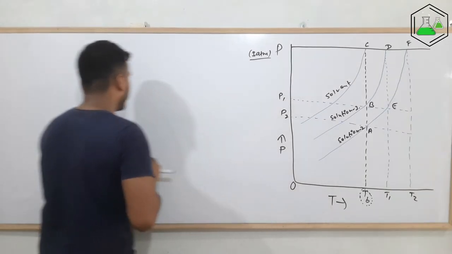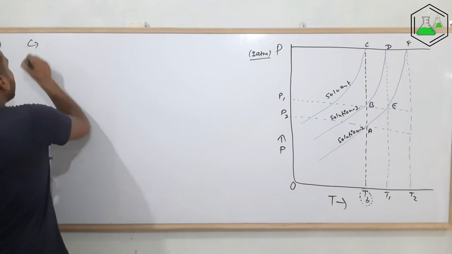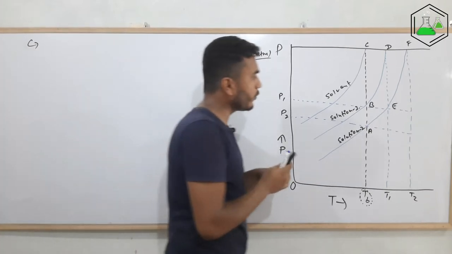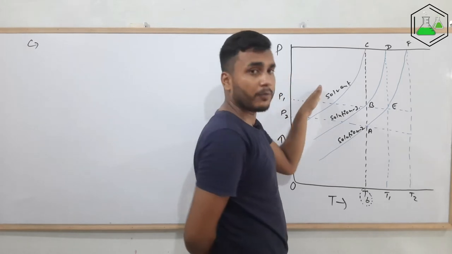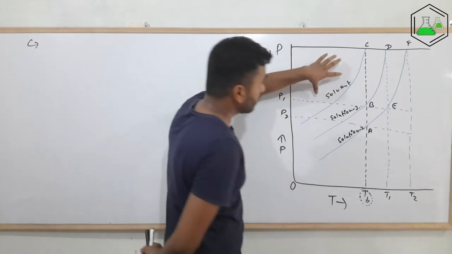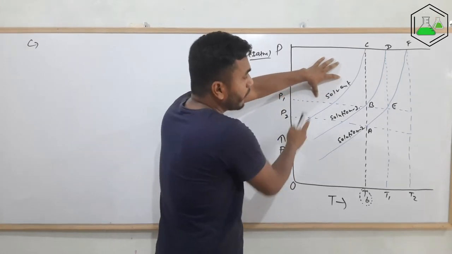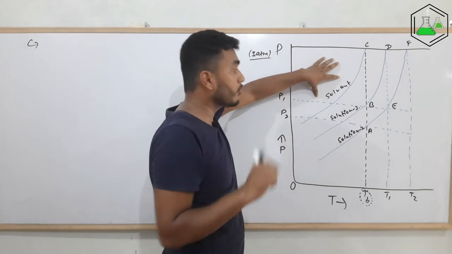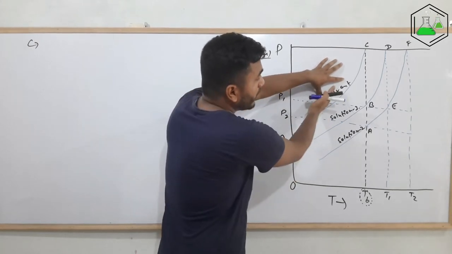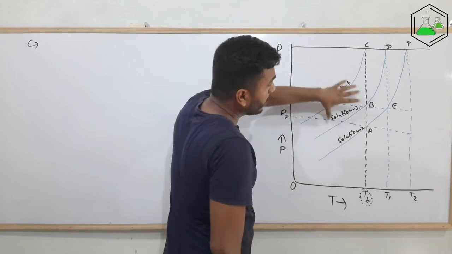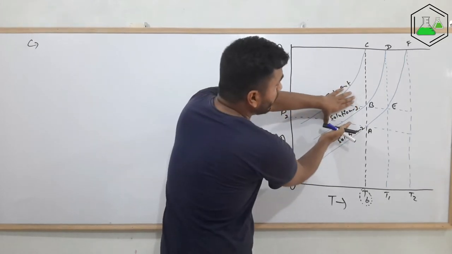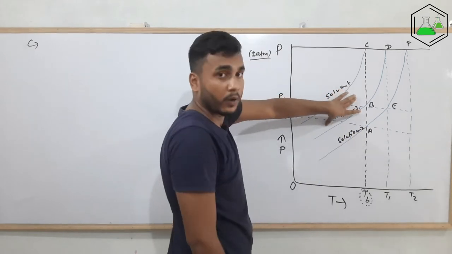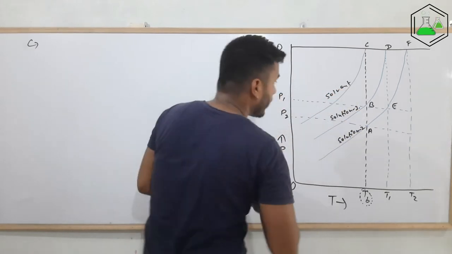Different conclusions can be drawn from this graph. Let's understand them one by one. Here, what do we see? The curves of these solutions always lie below that of the solvent. When there is no solute, then this is the curve. When a little bit of non-volatile solute is added, the curve shifts over here, right? And similarly, if more non-volatile solute is added, the curve shifts further downwards, right?